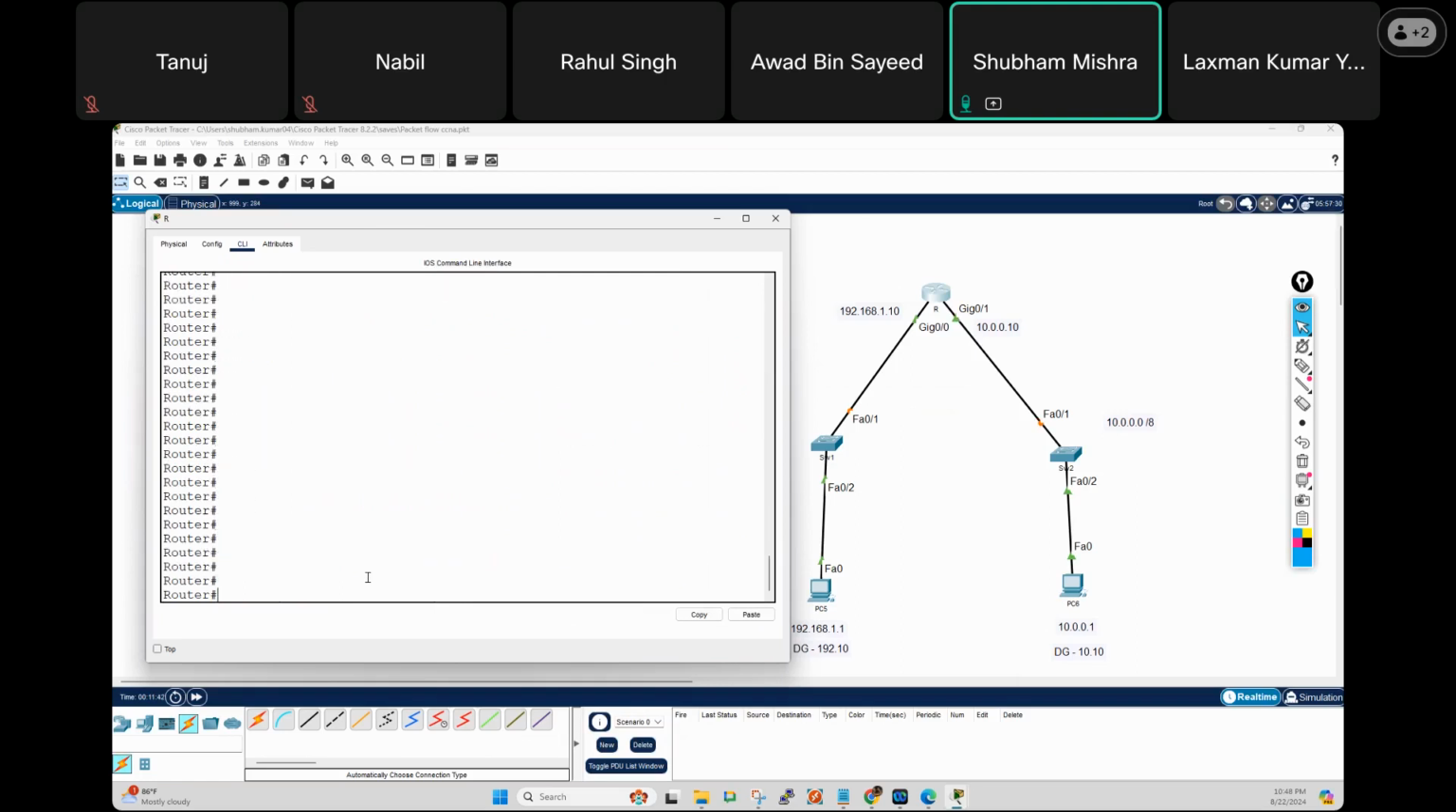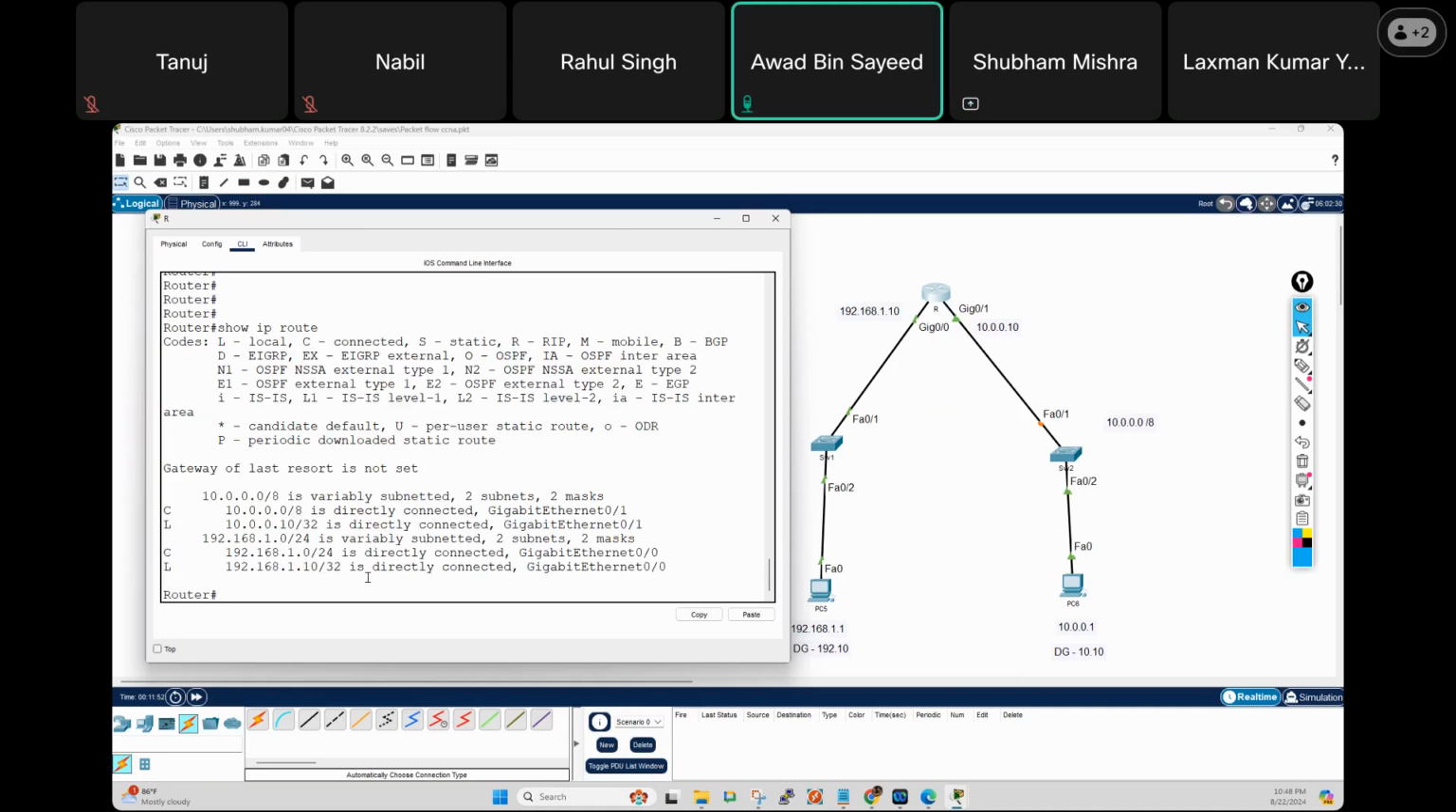Yes, sir. Okay. I told you the router makes which table, guys? Routing table. Yes or no, everyone? What is the command? Yes, sir. Show ip route. This is the command to check the routing table of the router. Getting my point, everyone? Tell me. Understand? Yes, sir.